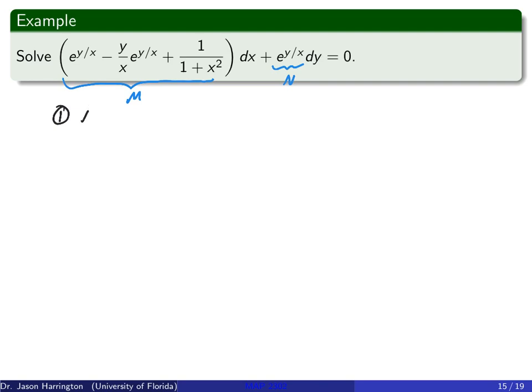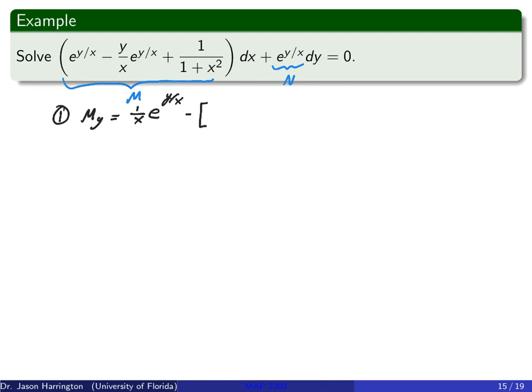So m sub y, if I take the derivative of m with respect to y, then in the first term, I'm taking the derivative with respect to y, so I'm going to have 1 over x times e to the y over x. And then if I take the derivative of this term here, I got to use the product rule.